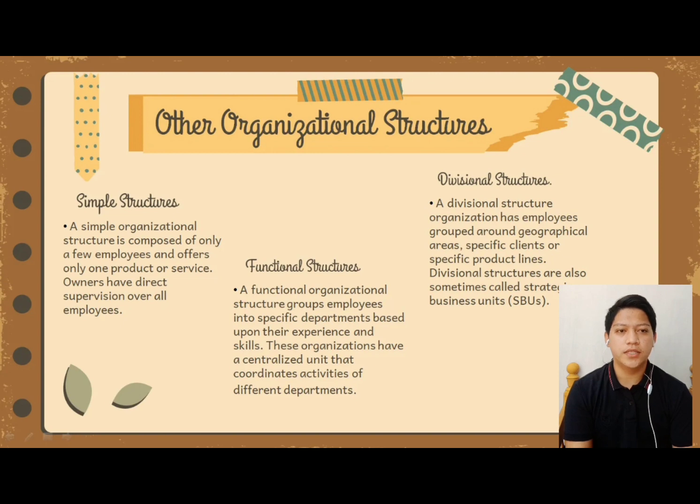And a functional organizational structure groups employees into specific departments based upon their experience and skills. These organizations have a centralized unit that coordinates activities of different departments. And lastly, the divisional structure organization has employees grouped around geographical areas, specific clients, or specific product lines. Divisional structures are also sometimes called strategic business units or SBUs.